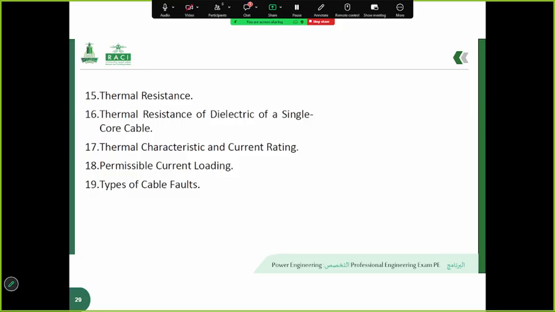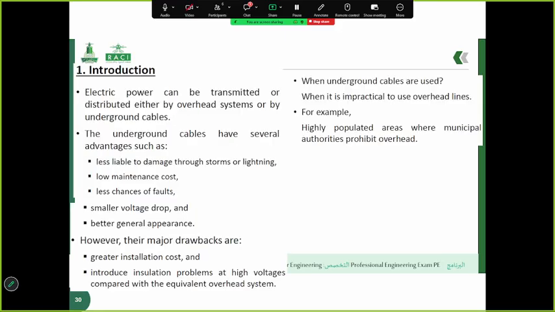So finally, we will examine the types of cable faults that can occur, which is a critical topic for maintenance and system reliability. This will provide a comprehensive overview of how cables behave under both normal and abnormal conditions.